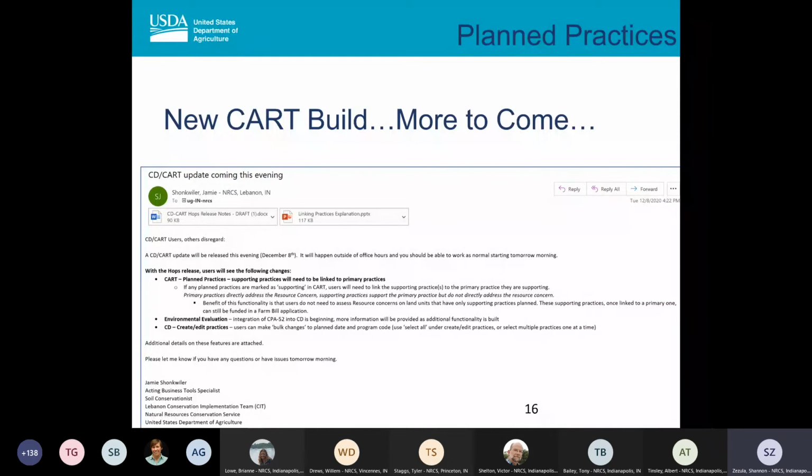But again, things are coming down from national. As they come down, we will give you the information you need so you can navigate CART as best as you can. Okay.